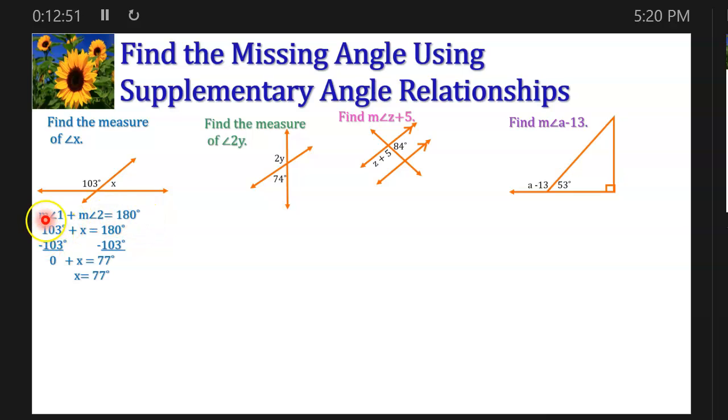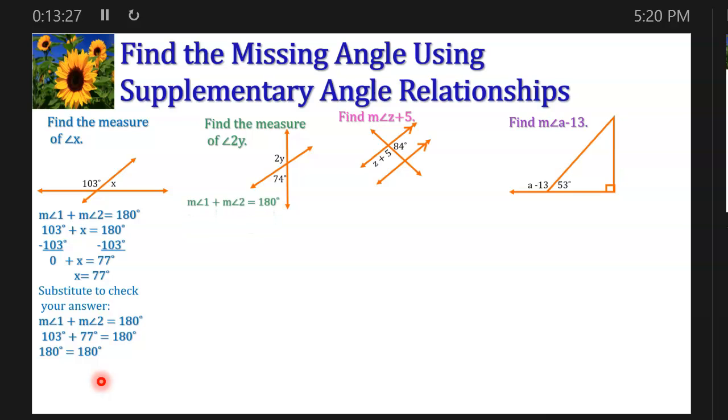I replaced the measure of angle 1 with 103 because we know that one is 103 degrees. The X is what I replaced the measure of angle 2 with, and then I add those together and make them equal to 180. Solve that equation by subtracting 103 on both sides, and we find out that the X over here has to be 77. Now, if you want to check yourself, just take that 77 and add it to the 103 to make sure that it does equal 180.